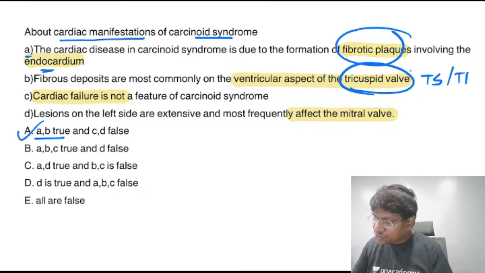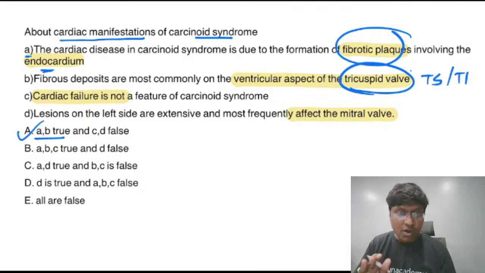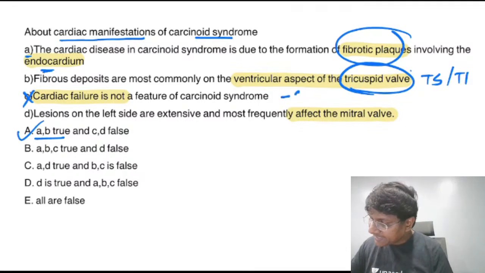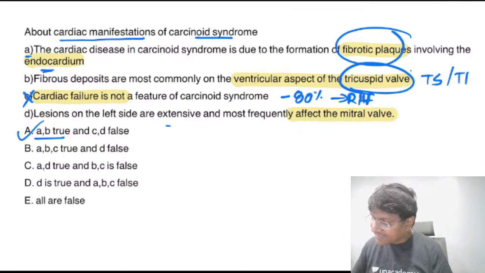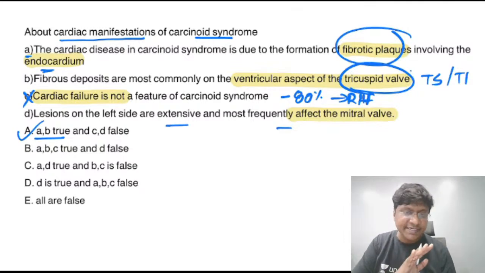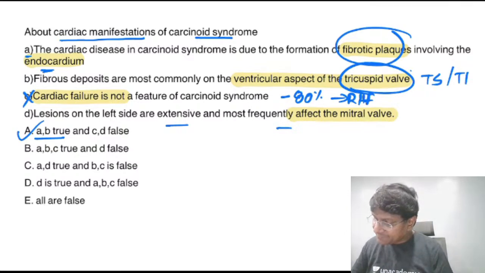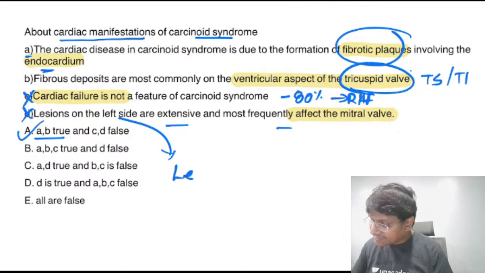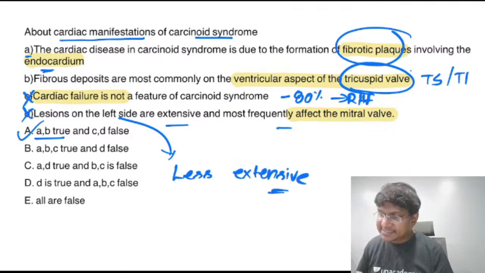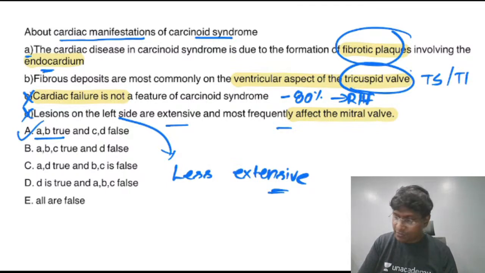Cardiac failure is not a feature of carcinoid syndrome? No, almost 80% of patients with carcinoid syndrome develop right heart failure. And lesions on the left side are extensive and most frequently affect the mitral valve. It is an incorrect statement. On the left side, the lesions are less extensive in carcinoid syndrome. So that is the reason why your A and B are true, whereas C and D are false statements.